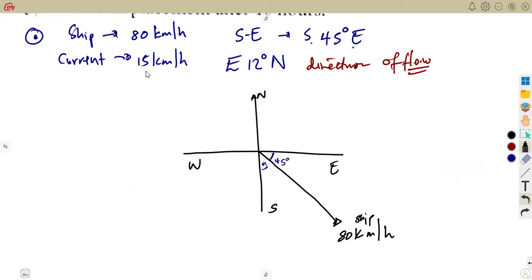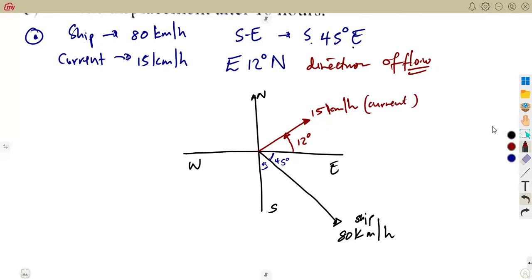Then the current, 15 kilometers per hour east, 12 degrees to the north. This is the direction of the current as it is, between east and north, like this. So we are attempting to go to the north from the east. That is what it means. So this is our 12 degrees and the speed, 15 kilometers per hour, as our current.